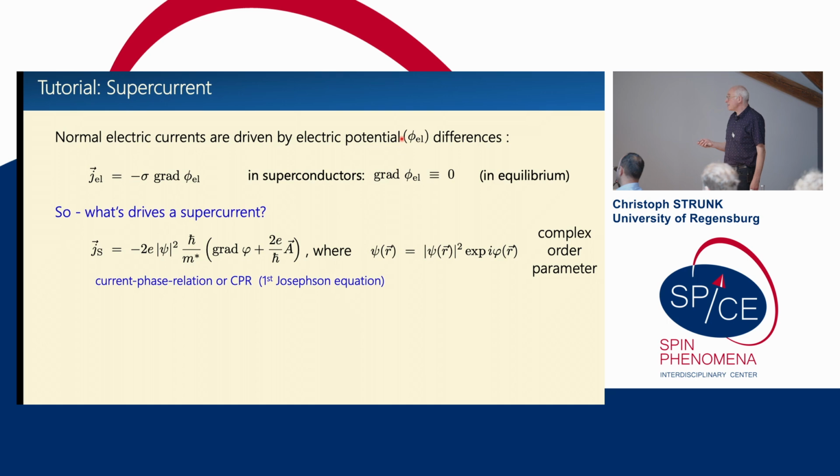And the answer to this question has been given by Ginzburg and Landau. So some of you may recognize this as the second Ginzburg-Landau equation, which tells us that there is another gradient which drives a supercurrent, and this is the gradient of the phase of the complex order parameter, which is here what we also call the macroscopic wave function, psi. And of course, the gradient of a phase is not gauge invariant. You have to properly combine it with the magnetic vector potential.